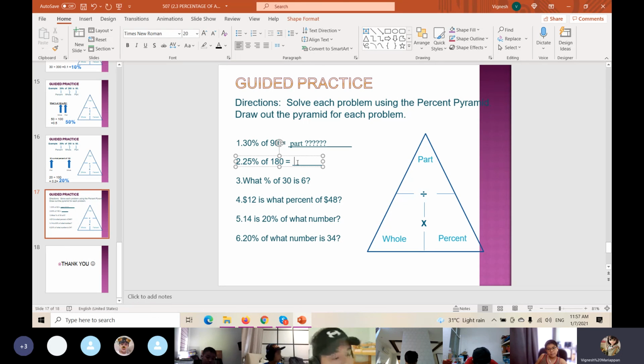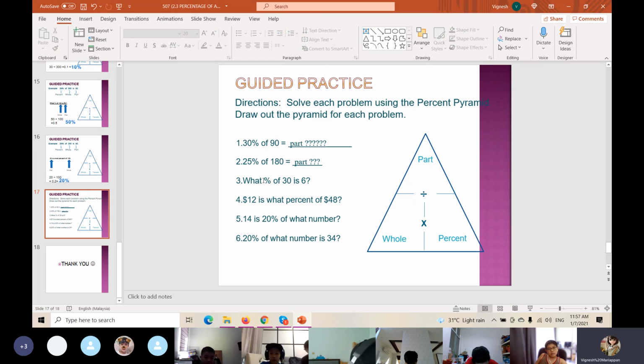And same goes to here. Percentage is given, whole number also is given, you have to find the value of part. Understand? And this one, you have to find the value of percentage since whole number is given and the part also is given. Same goes to all. Try to read this one. This one is not the worksheet lah. This one is just for practice. Try to practice yourself.